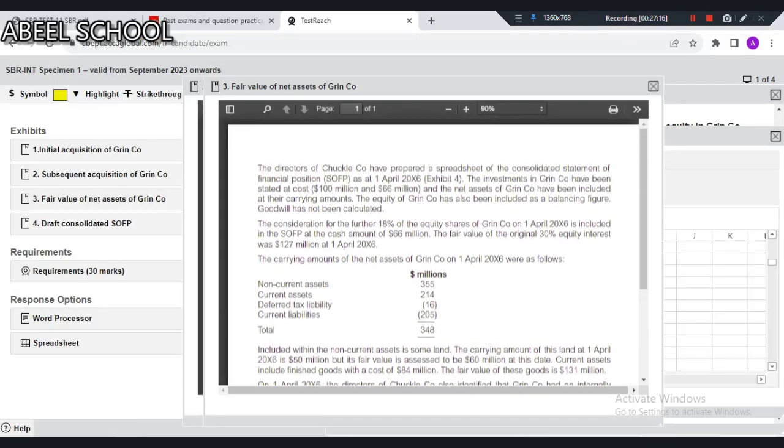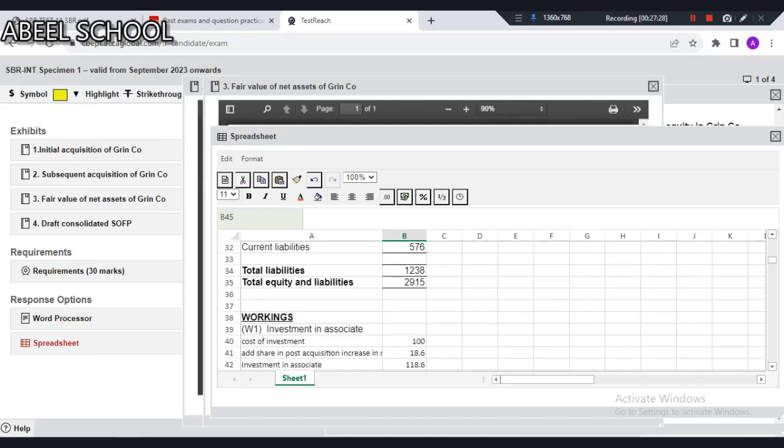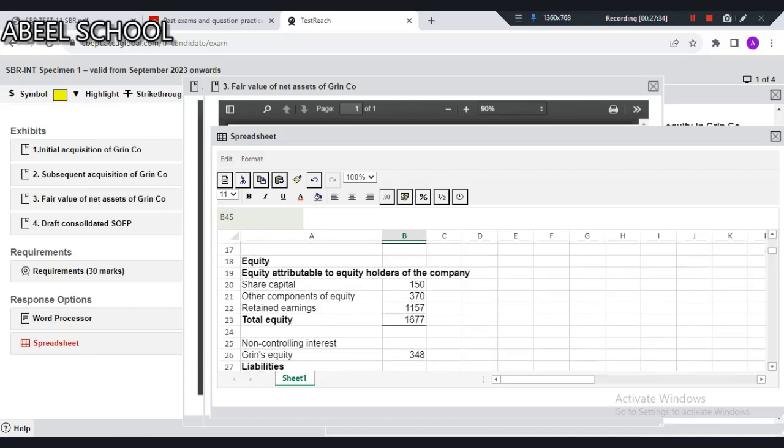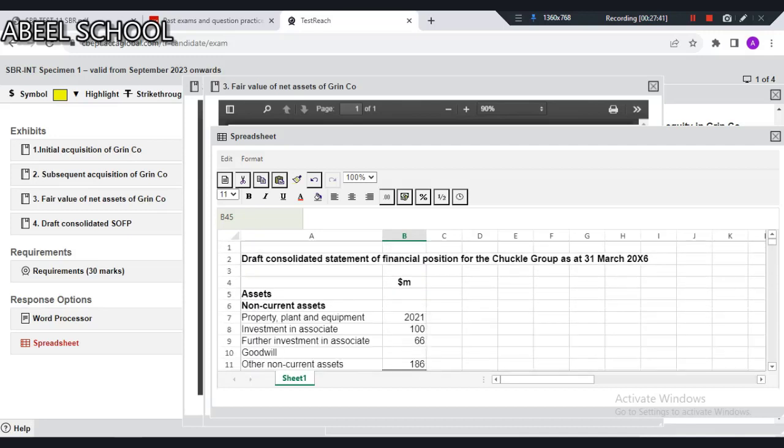Now let's perform the calculation in your spreadsheet. Actually, now what do you have to do? Let me show you your adjustments. Draft consolidated statement of financial position for the Chuckle Company. Actually, we need to adjust now all the adjustments in this draft group accounts. That is, I would say, an extremely important part.